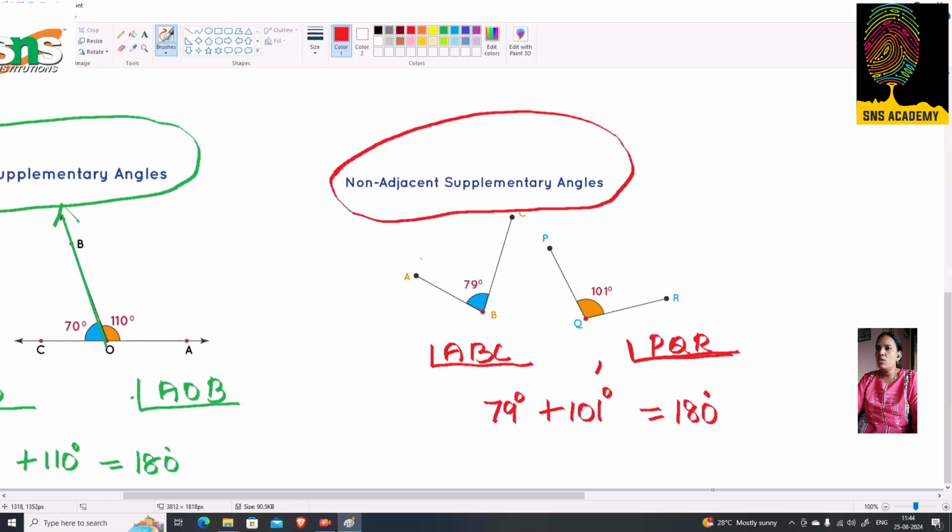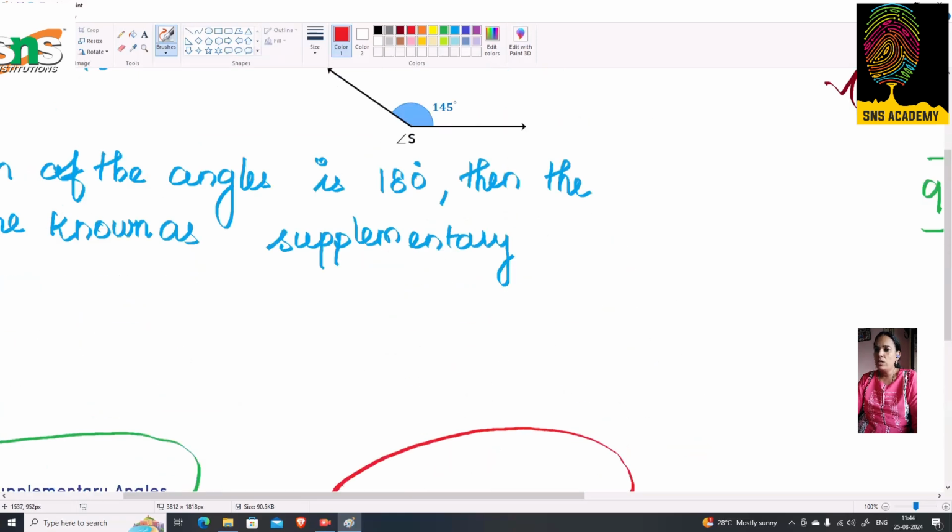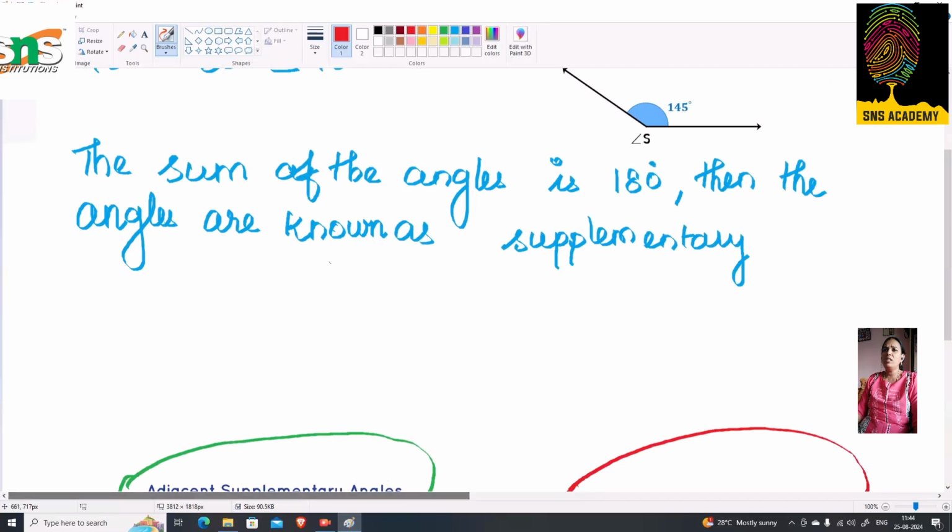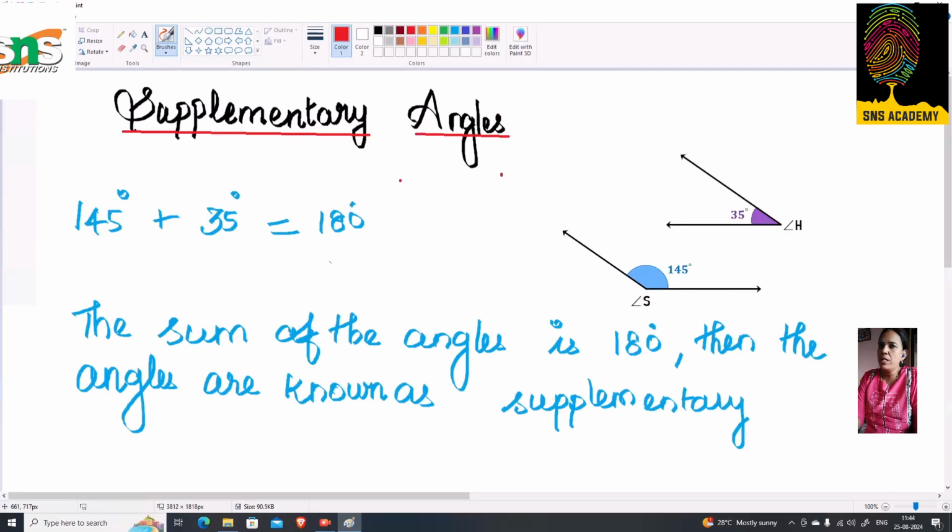So let's recall today's portion. In this video, we learned that when you add any two angles and the sum is 180 degrees, then we can call those two angles supplementary angles.